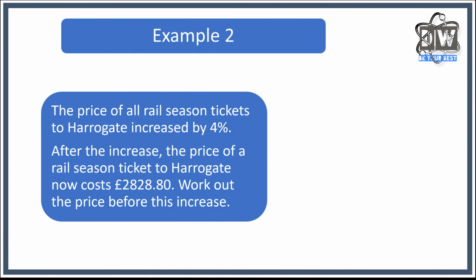The price of a rail season ticket to Harrogate increased by 4%. After the increase, the price of the rail season ticket to Harrogate now costs £2,828.80. Work out the price before the increase. So remember, we've got 104% again, don't we? We've got the original price, which is 100%, plus an additional 4%. So let's write that down. 104% equals 2,828.80. So I want to find out what 1% is.